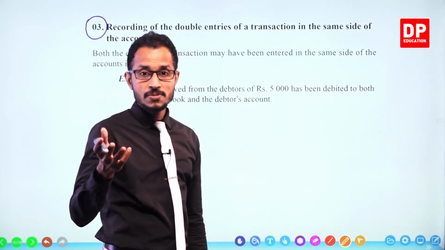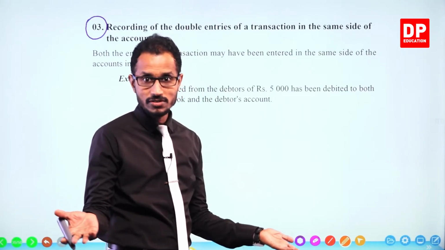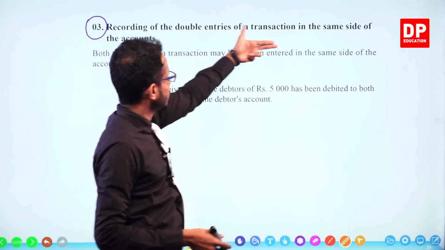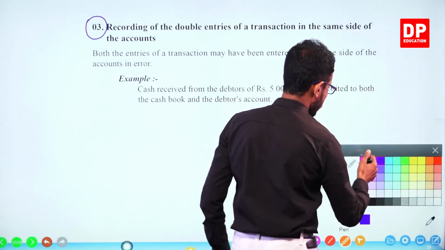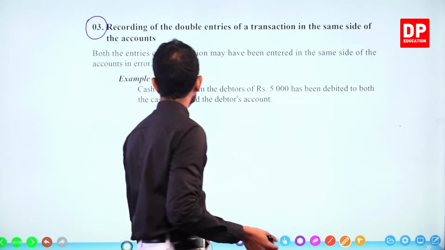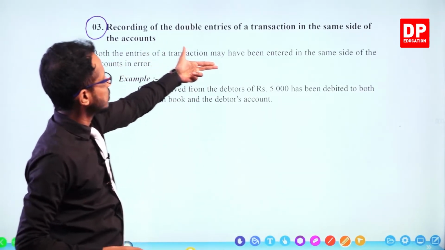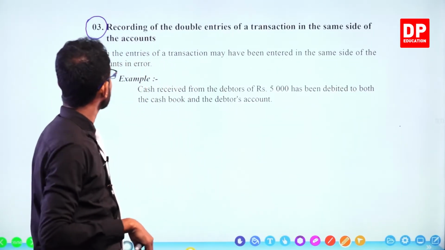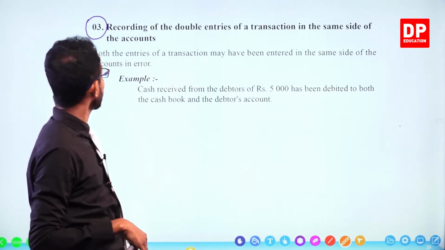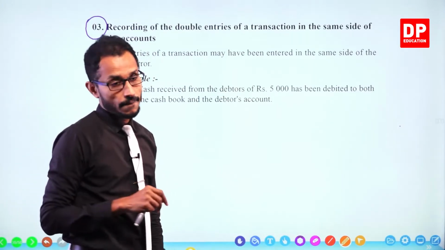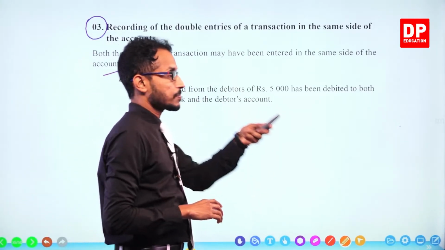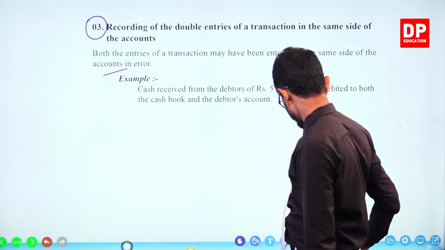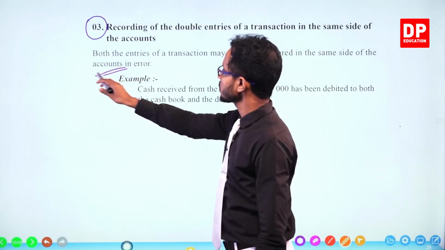Will it affect the trial balance? Of course, it will affect the trial balance. Okay, let's take the example straight away. Both the entries of a transaction may have been entered in the same side of both accounts, in error. Of course, it is an error.